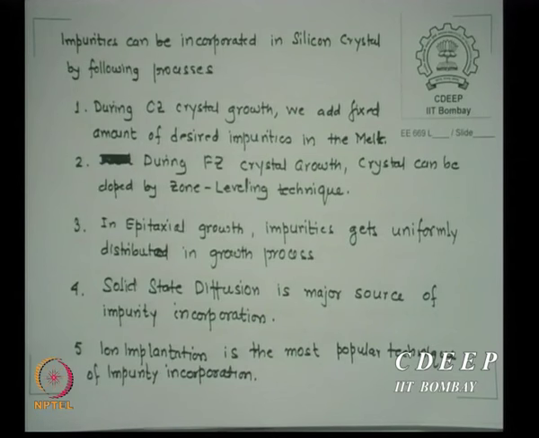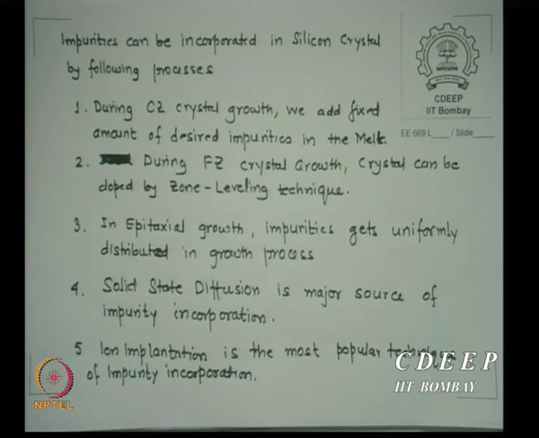The most important process of incorporating impurity these days is ion implantation, and we will have a full 3-4 hours of talk on implants. We at least have to go through 6 to 8 implant process steps before we make an IC. So implantation is a major process of incorporation of impurities.